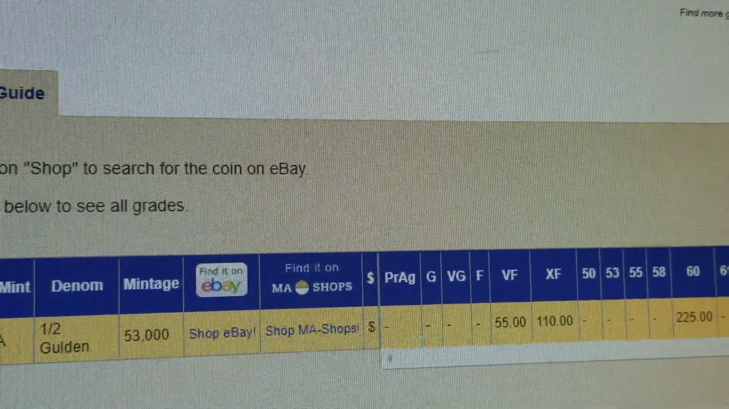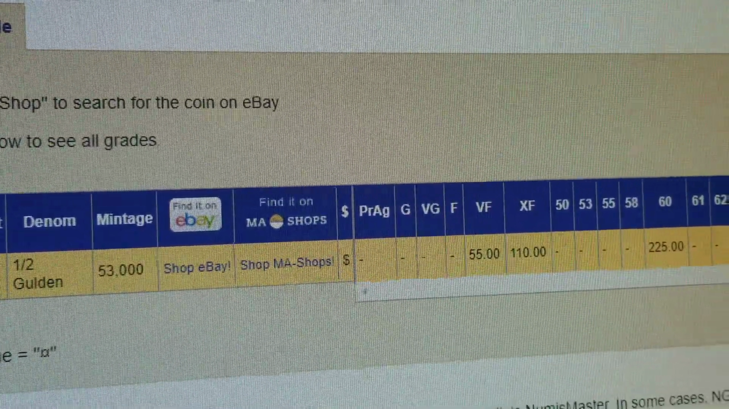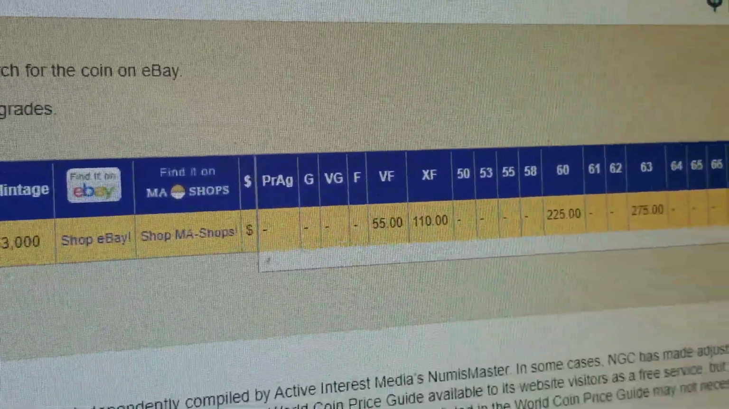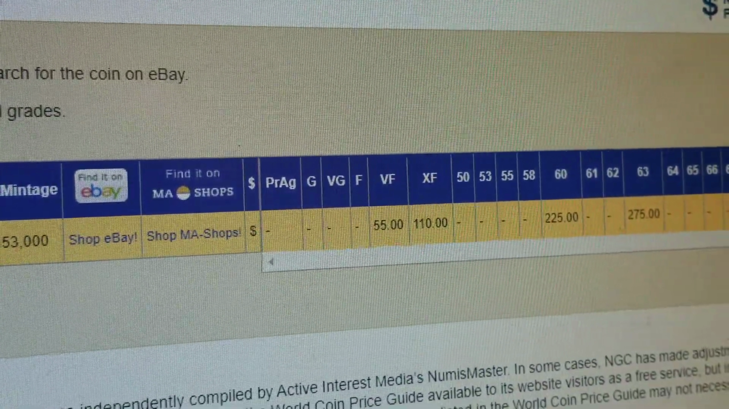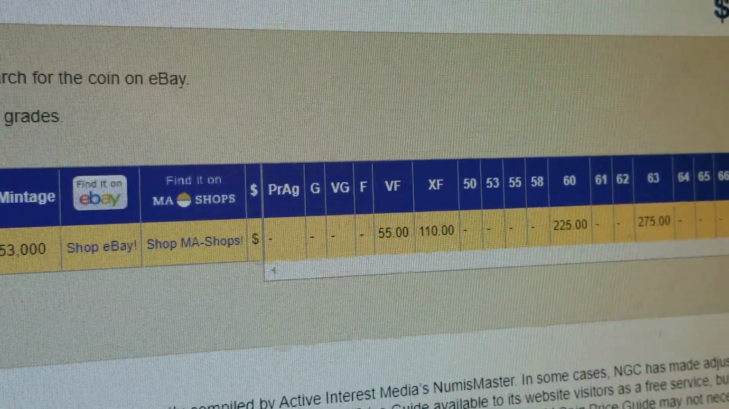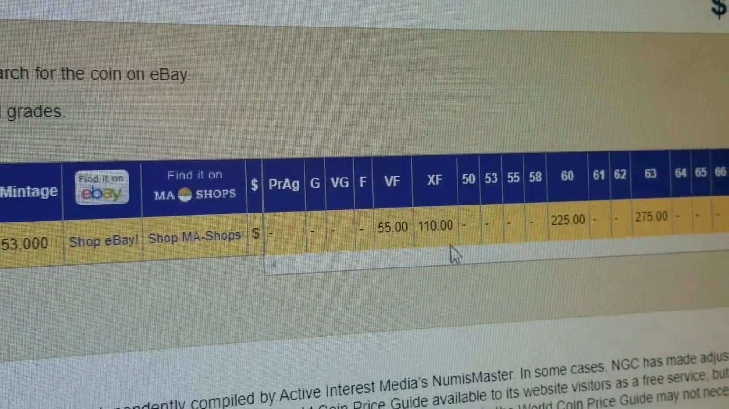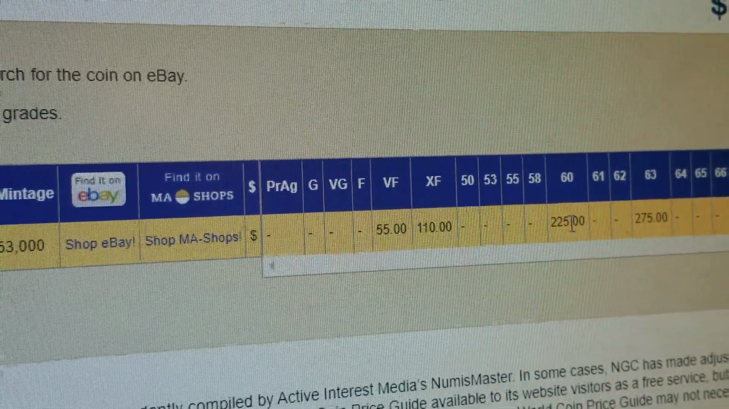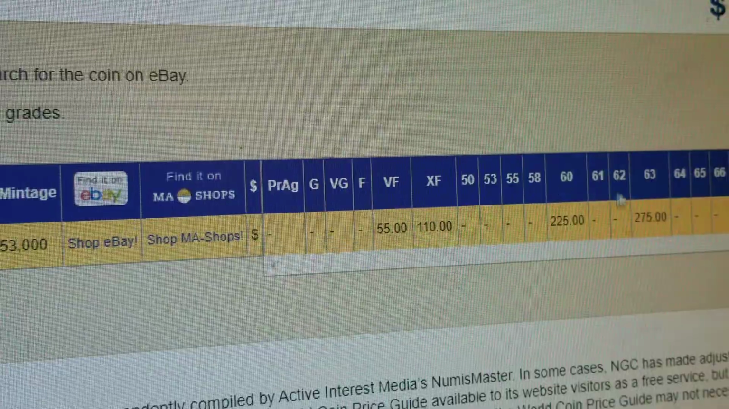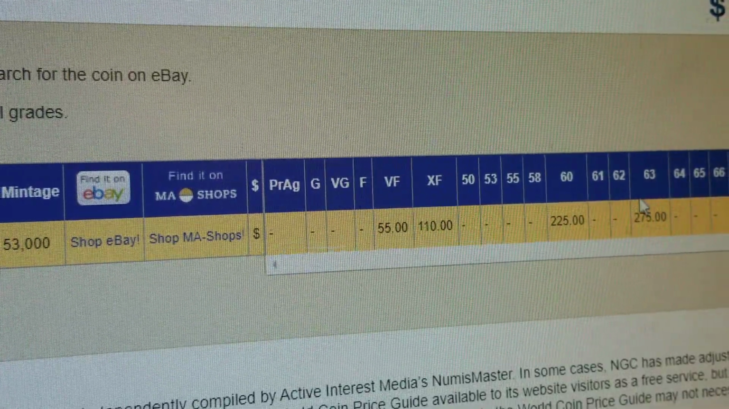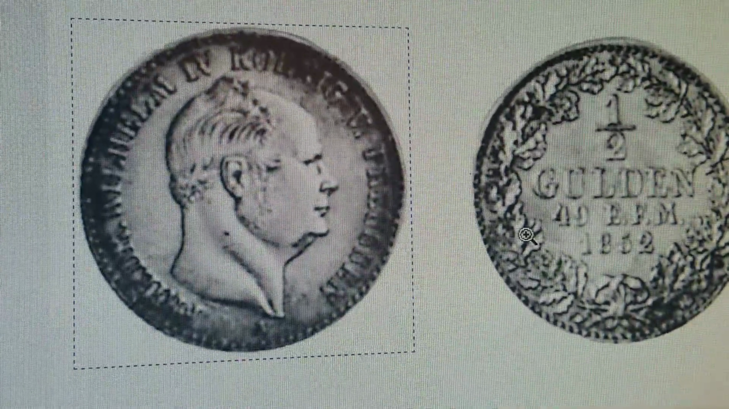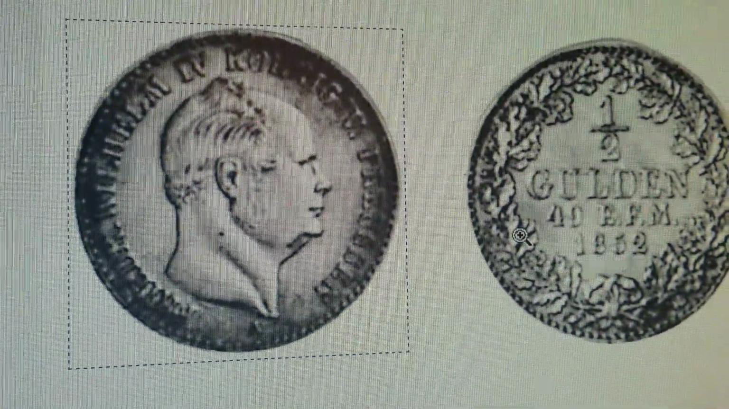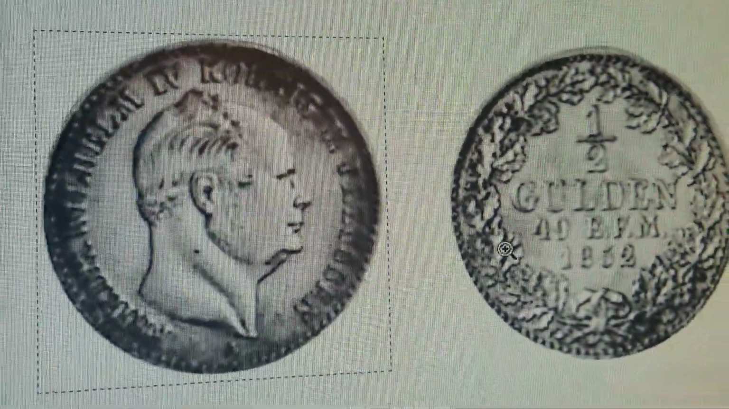So if the coin is very fine, it's worth $55, supposedly. Now keep in mind, this is for a coin in a holder, graded, which we just showed holders. Extra fine for $110, $225 for a mint state 60, $275 for a mint state 63. Now, how would my coin score? You tell me in the comments. I don't know. I'm not a coin grader. I don't know. All right.